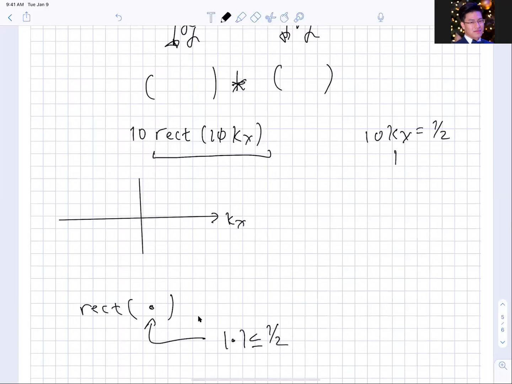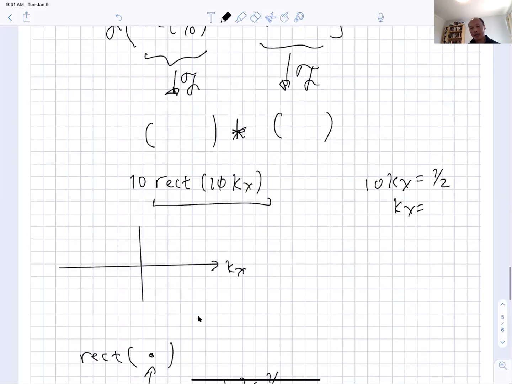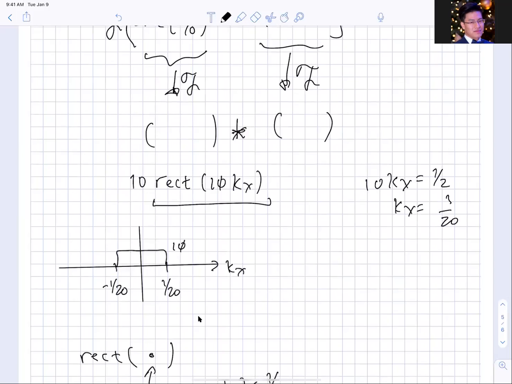Kx equals what? Well, what if I divide both sides by 10? Yeah, 1 over 20. So basically, this means that I'm going to have 1 over 20 and minus 1 over 20, and it has a value of 10. Okay, so that's my rect function.